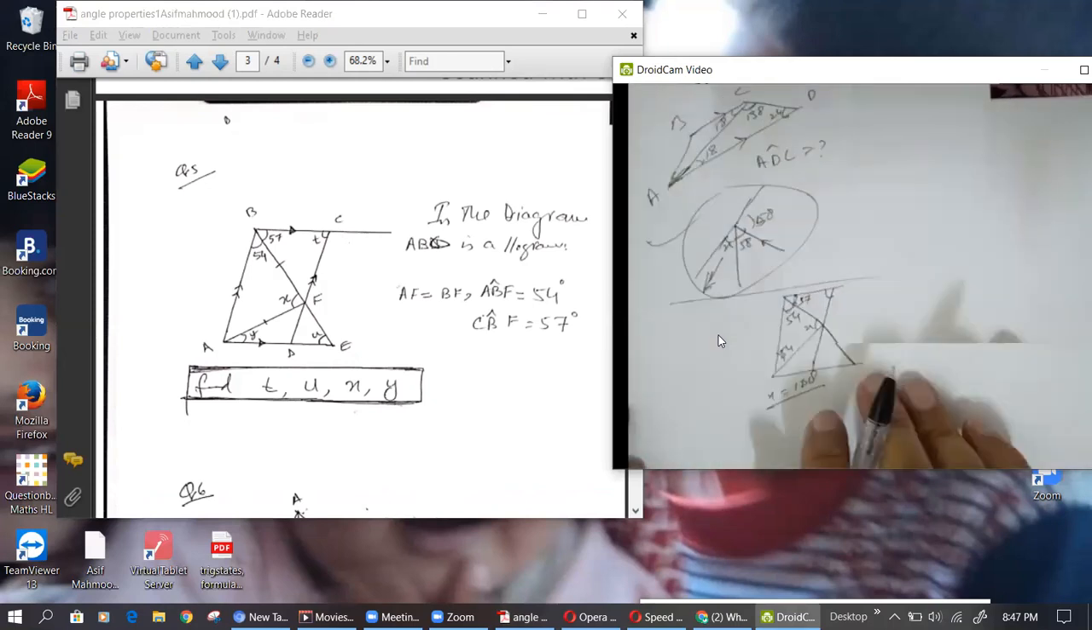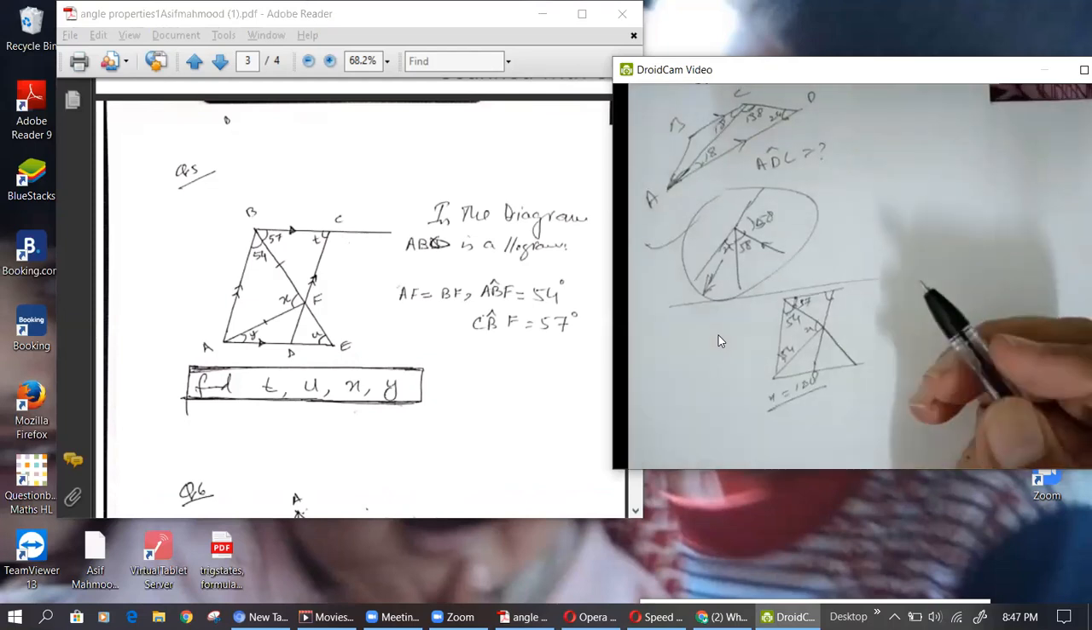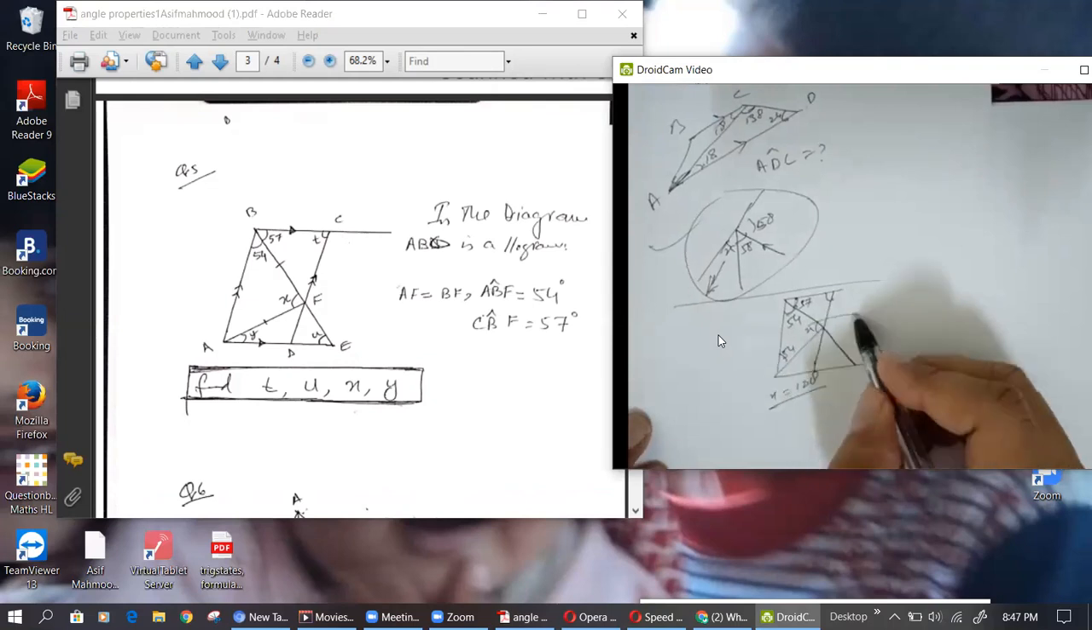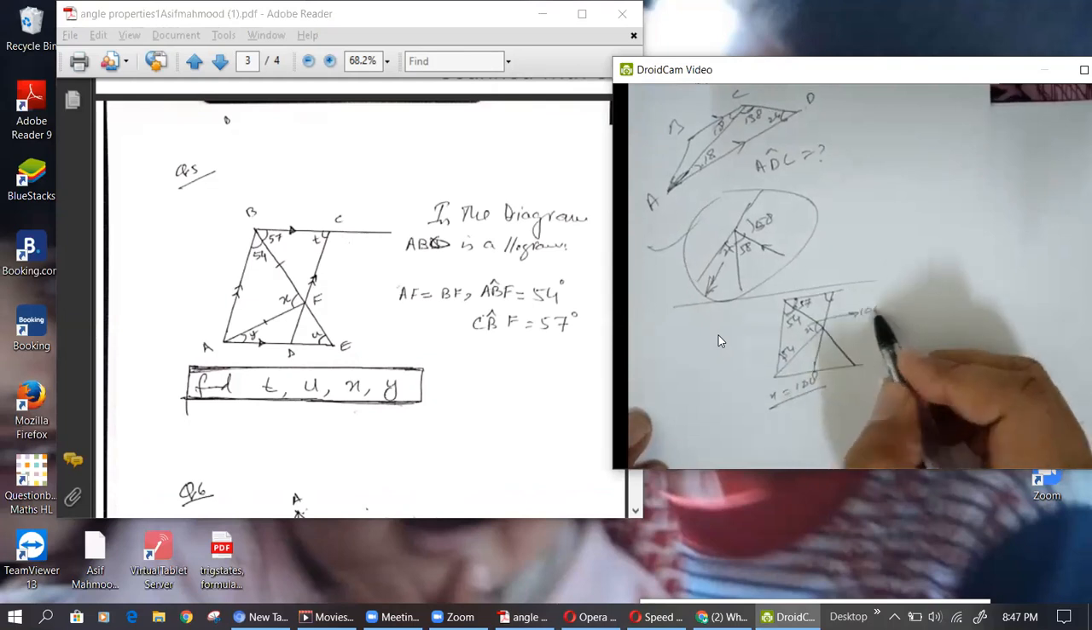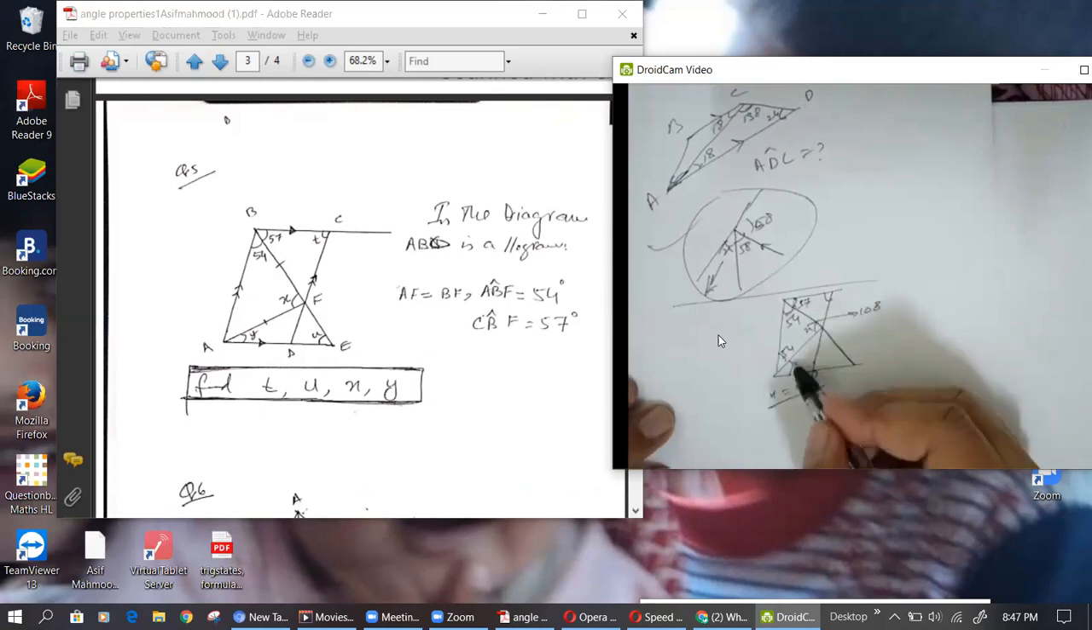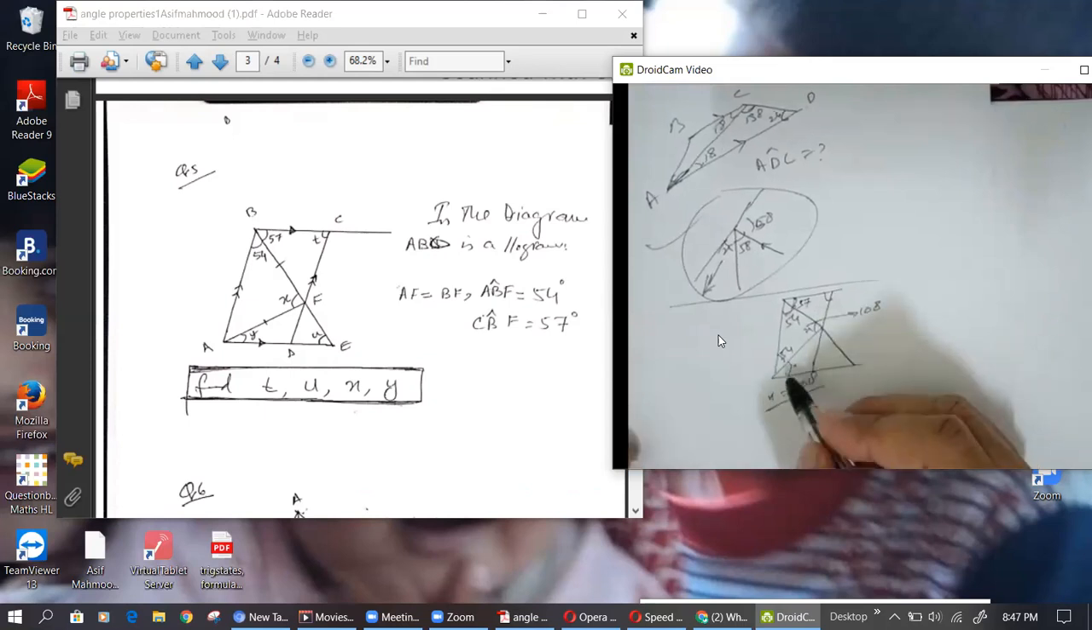So how will you find U? You already found X. What was X? Yes, 108, right? And what was Y? You already calculated Y. What did you calculate that time? Y? Oh, 54 minus 69. Yeah, I got 15. Okay, 15 is this.